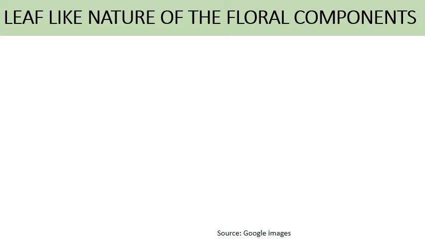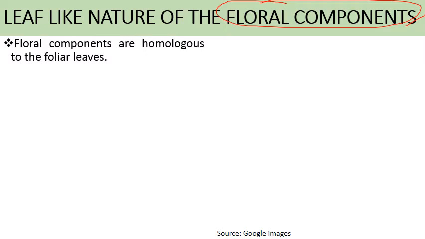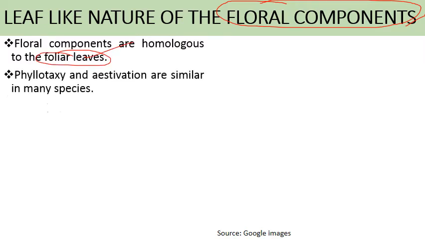Next comes leaf-like nature of floral components. So this is the other viewpoint that supports the view that flower is a modified shoot. Floral components are homologous to the foliar leaves. Phyllotaxy and aestivations are similar in many species. Phyllotaxy means arrangement of leaves on branches. Aestivation is the arrangement of floral parts on the floral axis or thalamus.